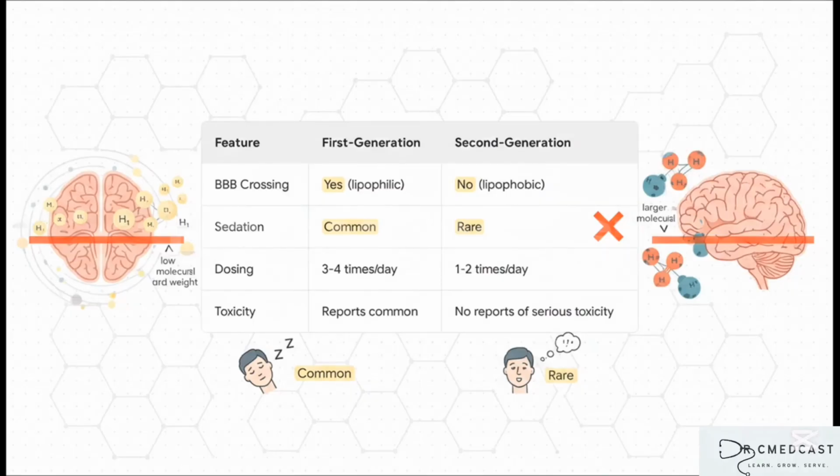This chart is pure gold for exams. The single most important difference between these two generations comes down to one thing: can it get into the brain?